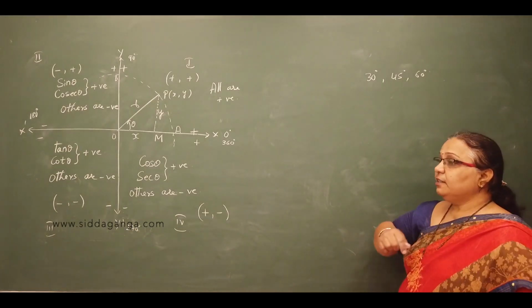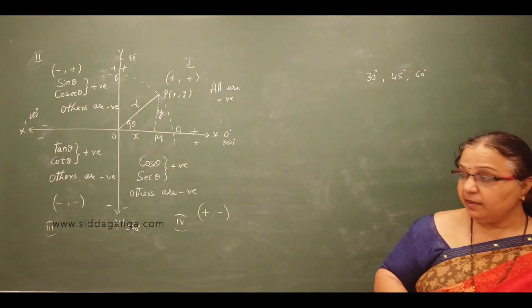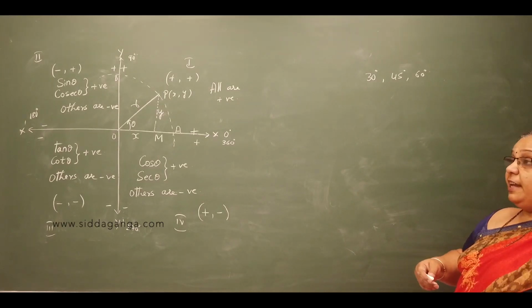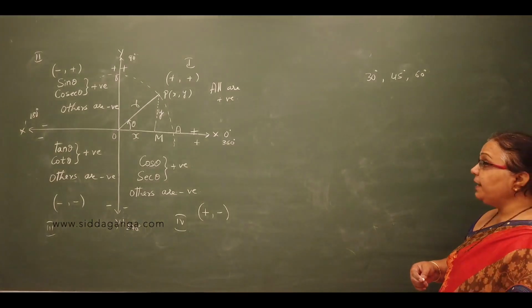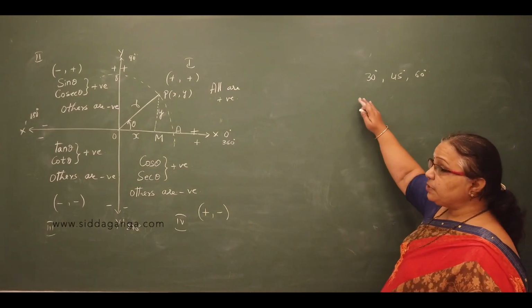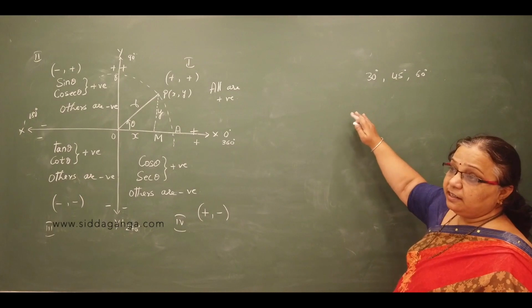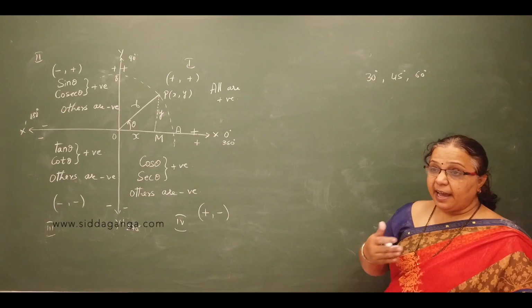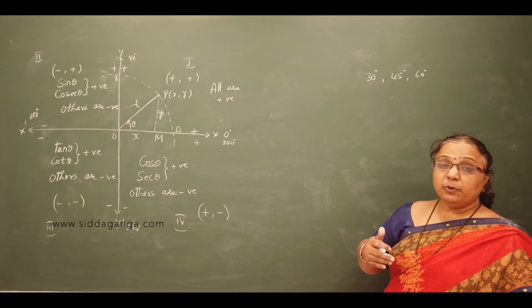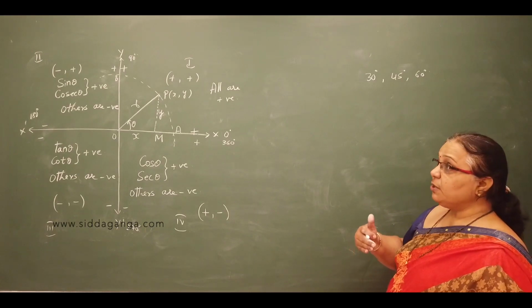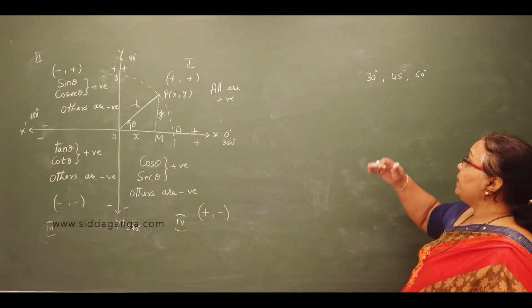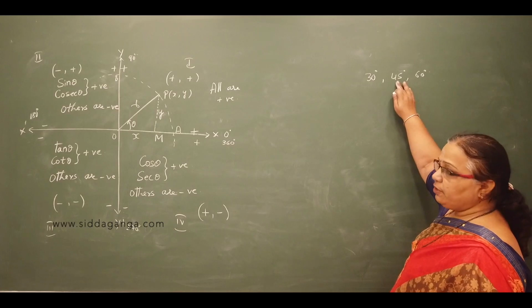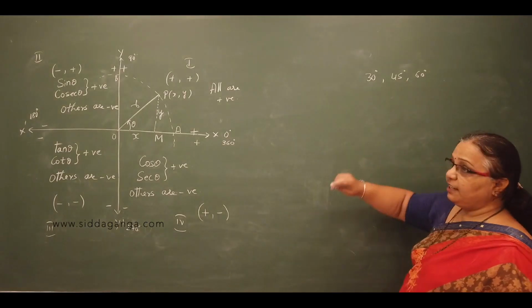So now the next is allied angles. We know that any given angle of any magnitude can be reduced into an acute angle. With the help of allied angles, we can reduce the given angle of any magnitude to an acute angle. We get the acute angles as 30 degree, 45 degree and 60 degree.